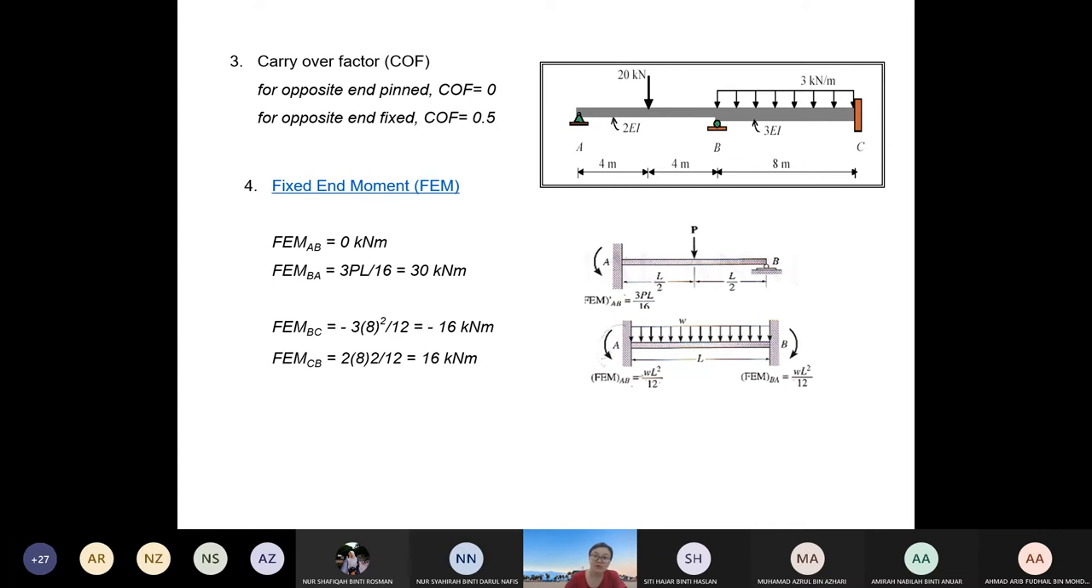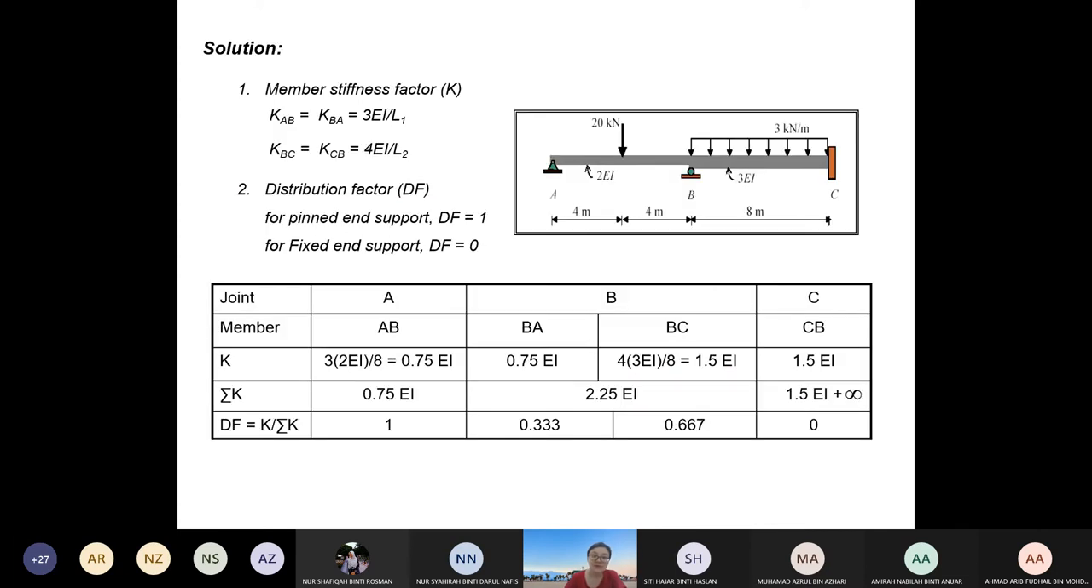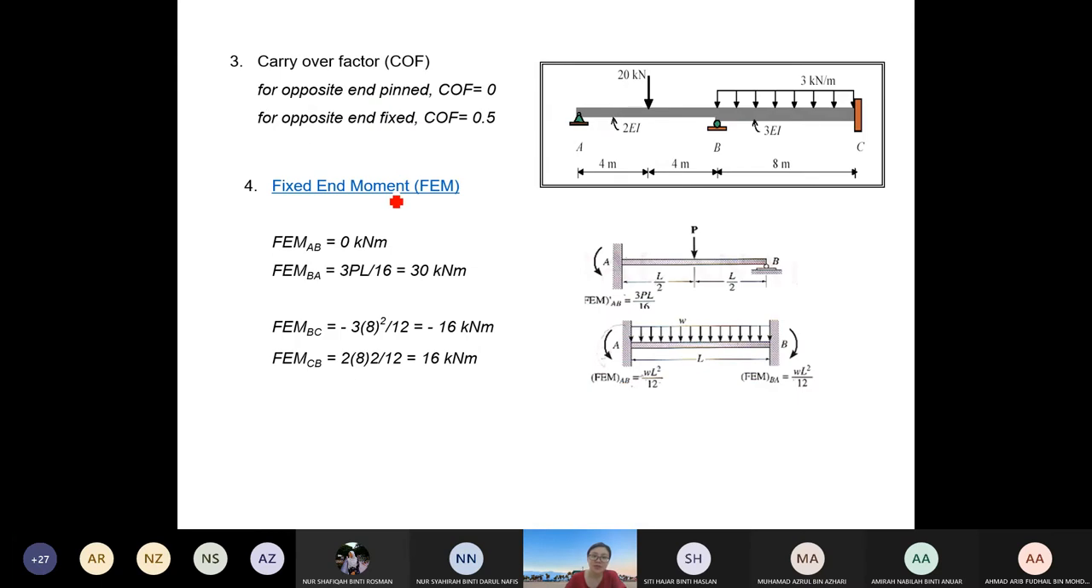So first is this one, the member stiffness factor is different. The second one you can change, you can modify the fixed end moment for AB to pin-fixed condition. So you go to the template and find the pin-fixed condition, and then you will find that the moment at A will become zero, because it is a pin-fixed condition, and the other one will be 3PL over 16. You go and find the template for these fixed end moments.